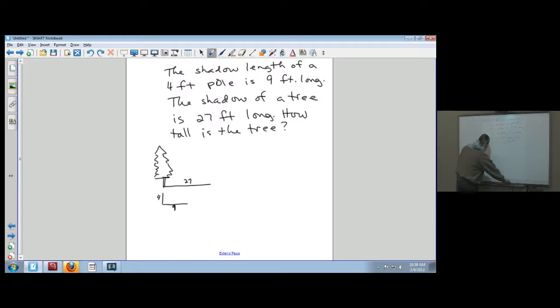Now, if we connected this and this, it doesn't have to be perfect, we would have 2 triangles. These triangles are similar triangles, so all we do is set up a ratio. We don't know the height of the tree, which is x, but it corresponds to the height of the pole, which is 4. The shadow of 27 corresponds to the 9.